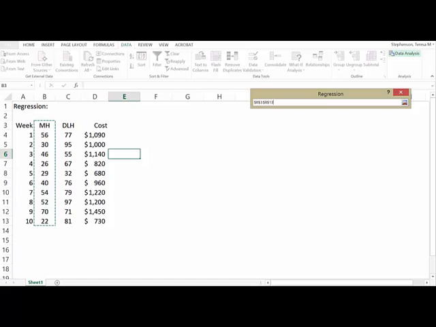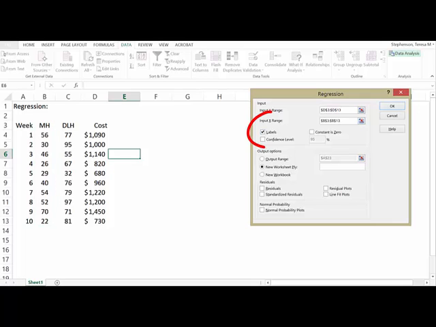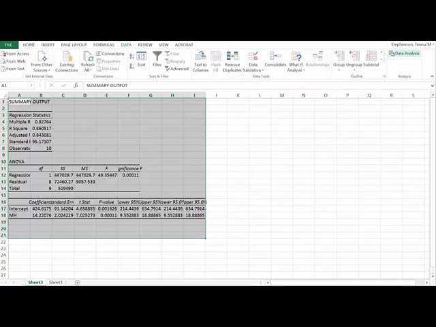Notice that I have selected in both cases the title as well as the numbers. So I want to go in and make sure that labels is clicked. If you don't have labels clicked, then you don't want to choose your label. We can tell it to put this into a new worksheet ply, or we can tell it to put it into an output range right on the same sheet. But let's go ahead and do a new worksheet ply. And we're going to just click OK. And notice that it came up here on a new worksheet ply.